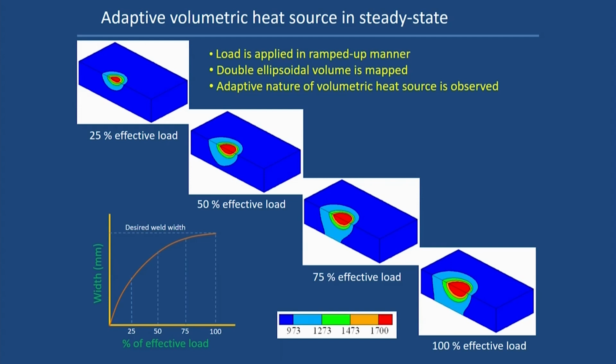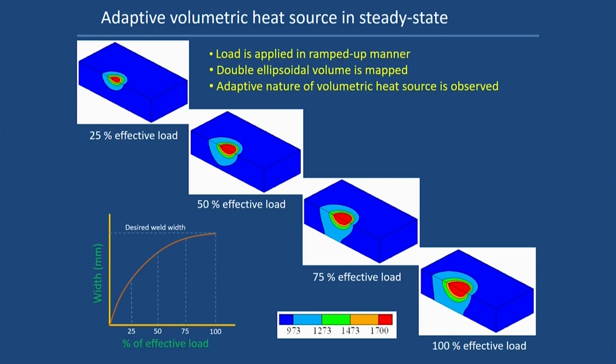So, in this way we can see there is a continuous development of the weld pool, but during this continuous development with respect to the ramped up power, at each and every step there is an updating of the geometric parameters of the volumetric heat source. We can see from the figure also that with the effective load steps there is a gradual increment of the effective load, and there is a variation of the width.